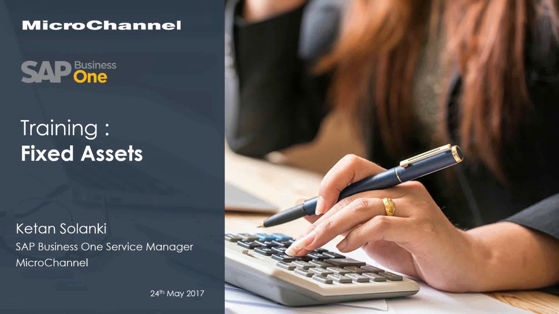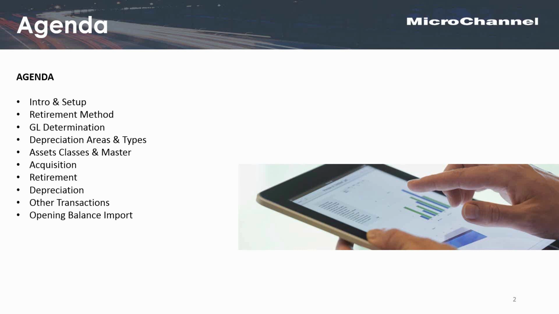My name is Ketan Solanki, and for the next hour, we're going to go through the following agenda. We're going to have a bit of an intro on fixed assets. Then we're going to go through the various retirement methods that are available for posting, look at the GL determination, look at the depreciation areas and the types, the asset classes and the asset master data, the acquisition process, the retirement process, how depreciation works, and some other transactions. And then finally, we'll be looking at how to bring across the balances for the assets.